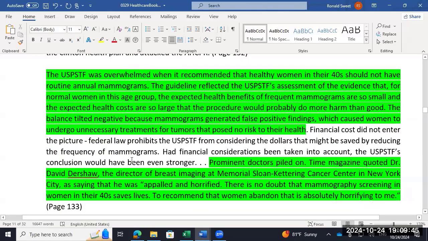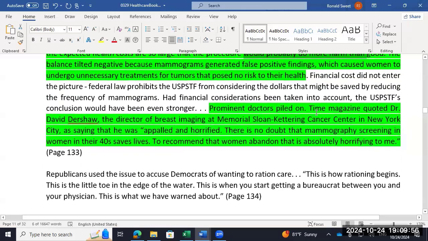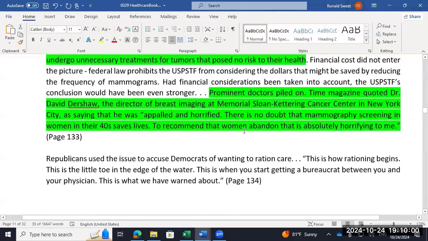But again, mammograms, you're going to pull some of that in there. Probably do more harm than good. The balance tilted negative because mammograms generate false positives. Primary doctors piled on. So when they said no more mammograms, what happened?